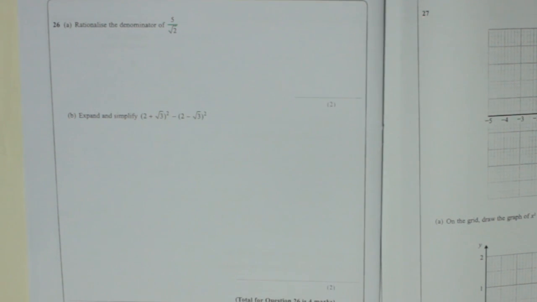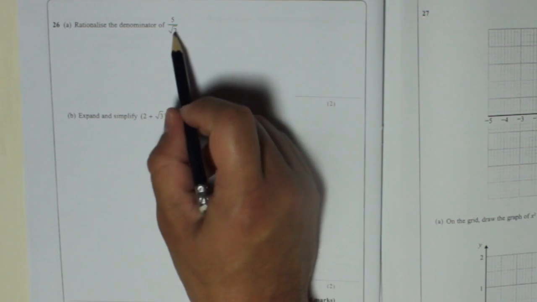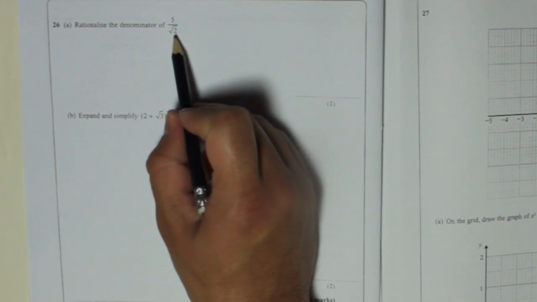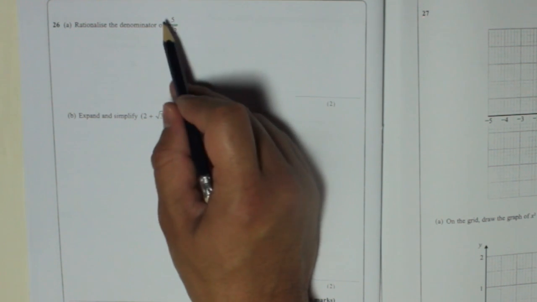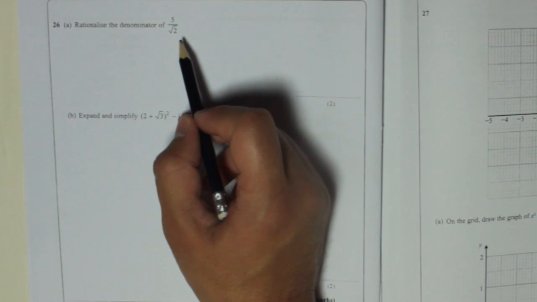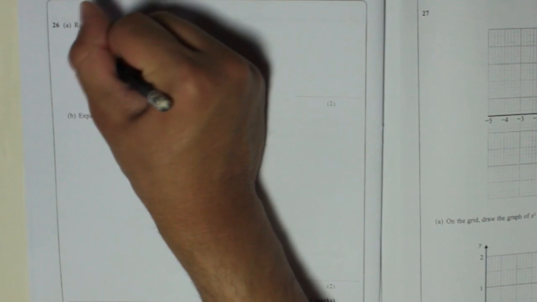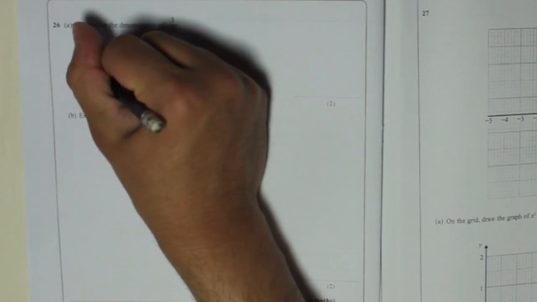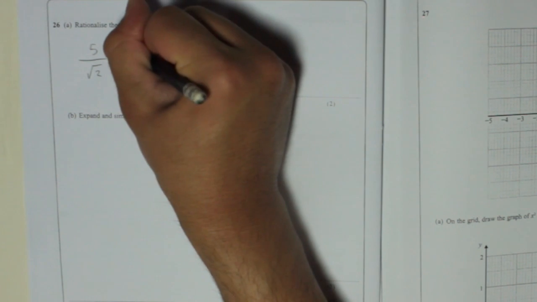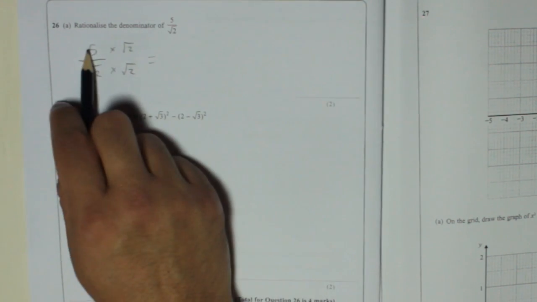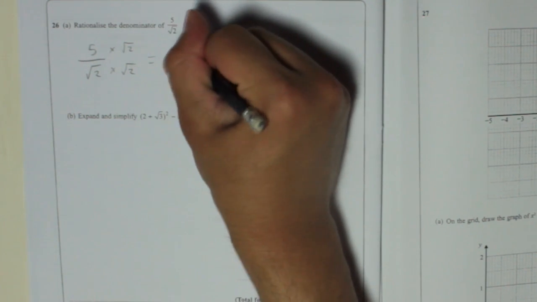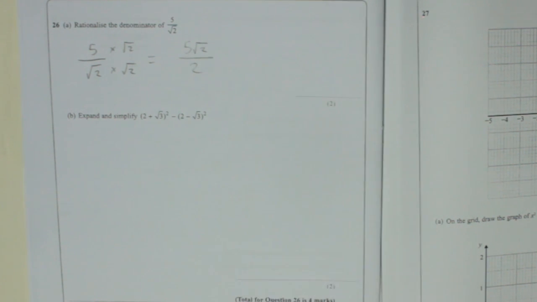So what you need to do is multiply the top and the bottom by whatever the square root is that's on the bottom. Because remember, if you take a fraction and multiply the top and the bottom by the same thing, it will not change the value of the fraction. So you're going to take 5 over root 2, and times the top by root 2, and times the bottom by root 2, and that gives you 5 times root 2. You just write that as 5 root 2, and root 2 times root 2 is just 2.